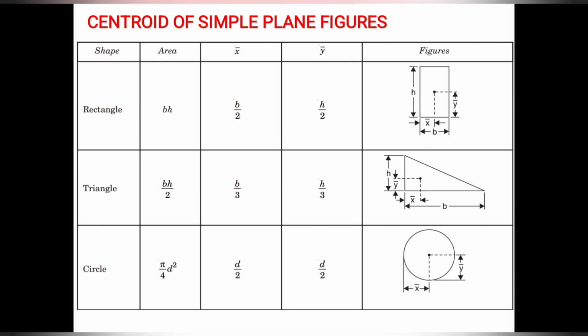Likewise, for a right angle triangle, the coordinates of the centroid are b by 3 and h by 3, whereas the area equals bh by 2. Next, the circle: x bar, y bar are d by 2, d by 2, and the area is pi by 4 d square.